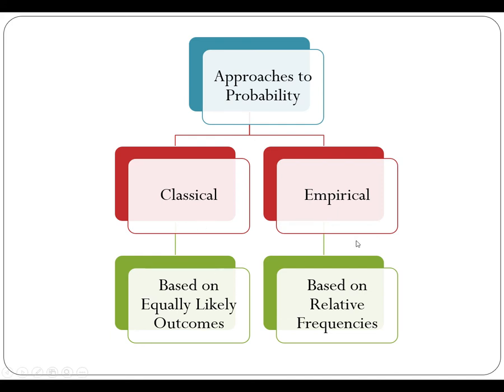Empirical probability, however, is a little bit different. This is based on relative frequencies. So with empirical probability, basically what we're doing is we're gathering data over a period of time, and then we're using that data to help us define a probability of something happening.